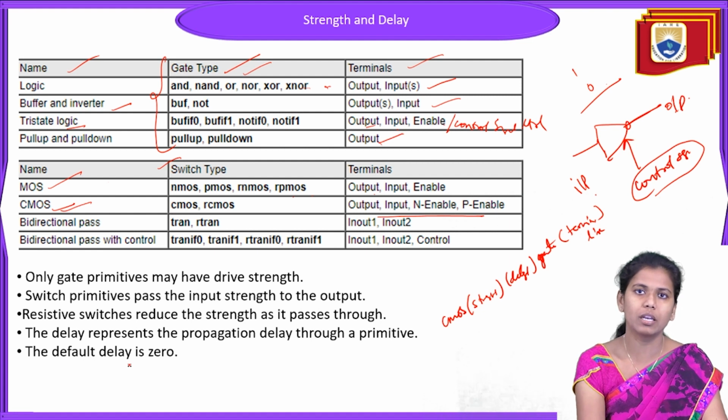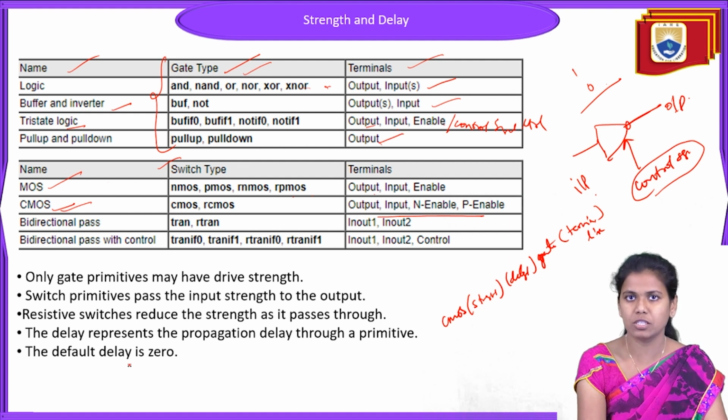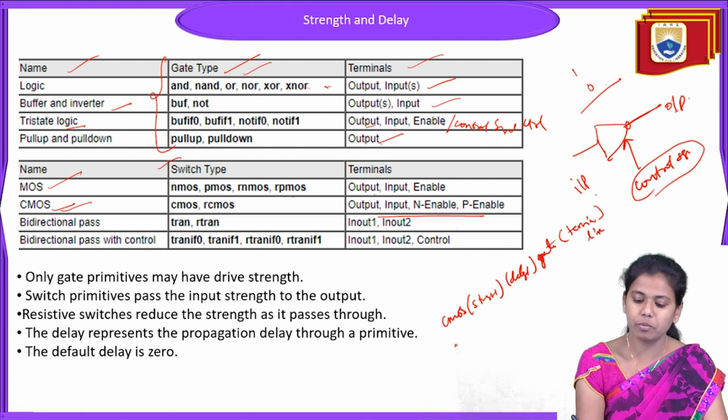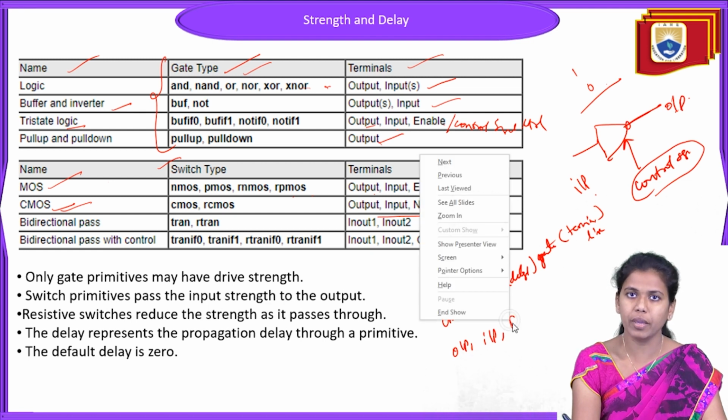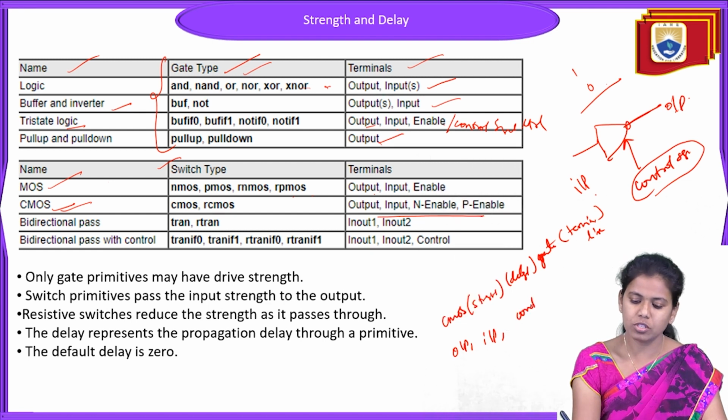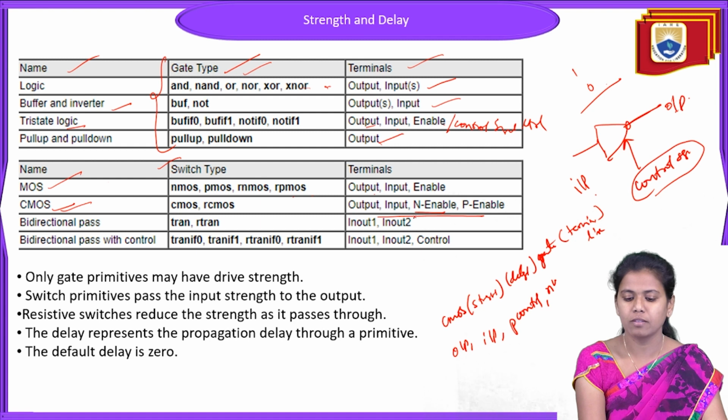So in the terminal list, with respect to the CMOS transistor, you have to represent the output, input and the control signal. As it is a combination of two switches, PMOS as well as NMOS, you have to write the P control signal as well as the N control signal. That's how we represent N enable and P enable, that means P control and N control.